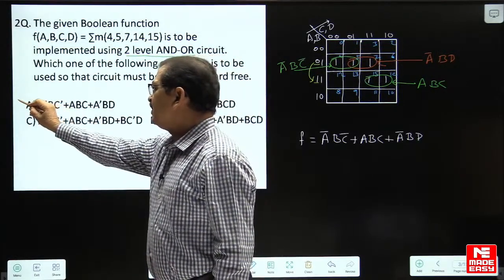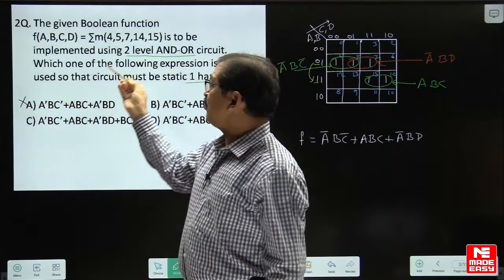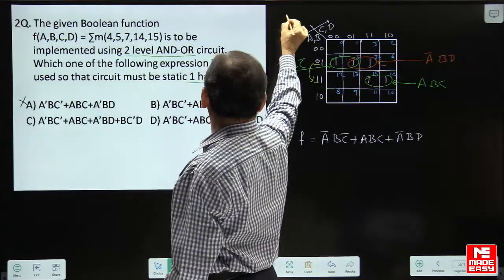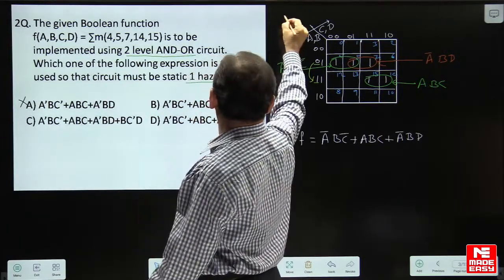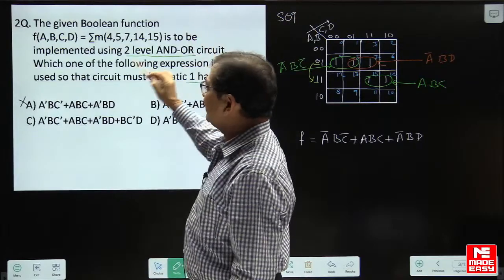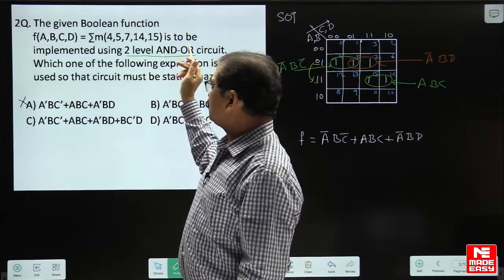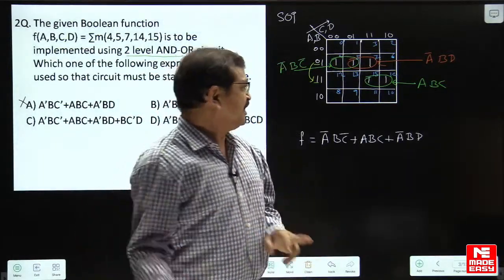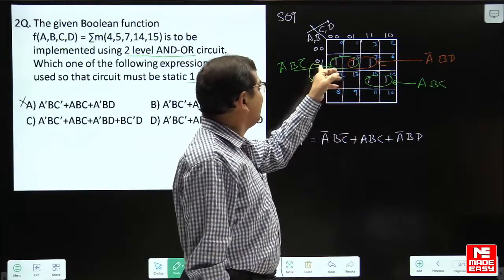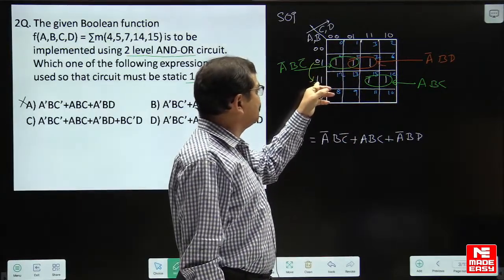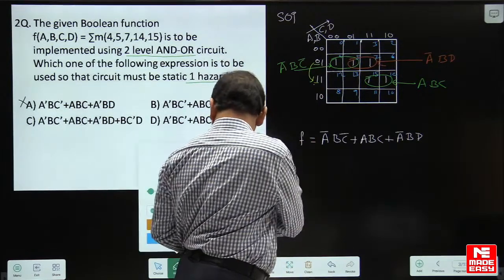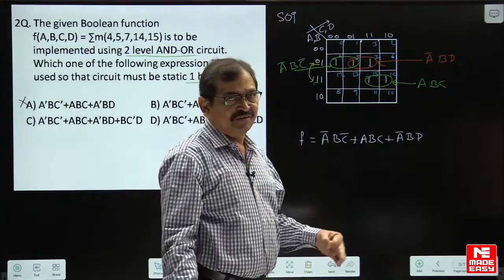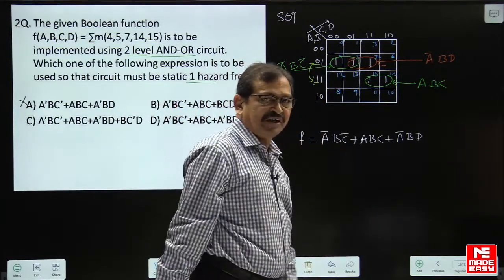this expression for realizing the circuit, whenever you want to realize a two-level AND/OR circuit, the expression must be an SOP expression. With this SOP expression, if you try this two-level circuit, it is not going to be a hazard-free circuit. You will have a hazard, as I explained, whenever A is changing 0 to 1 or 1 to 0. So option A is not correct.